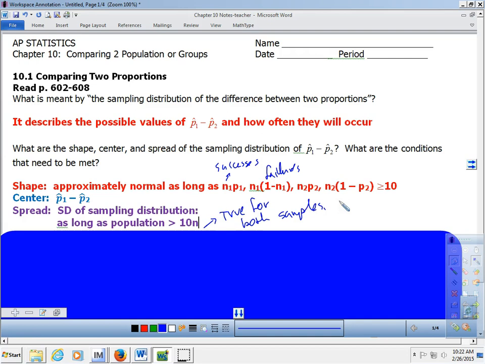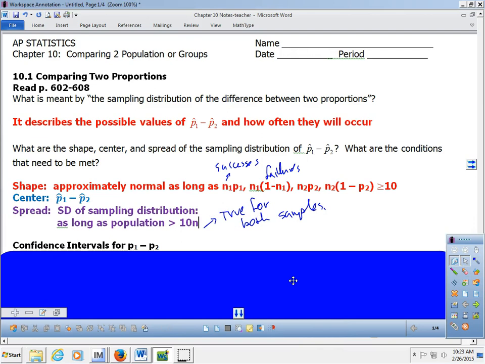And what you'll see here in a minute is that a lot of these conditions are going to look like what they did for the single group, single proportion inference procedures, only we've got to make sure we're talking about both groups. Okay?